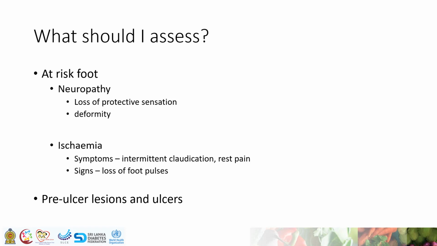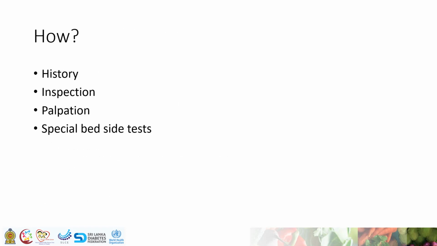In an at-risk foot, neuropathy, which is loss of protective sensation, and deformity, and of course ischemia, symptoms such as intermittent claudication, rest pain, and signs such as loss of foot pulses. We must also check for pre-ulcer lesions and ulcers. How? With history, inspection, palpation, and special bedside tests.